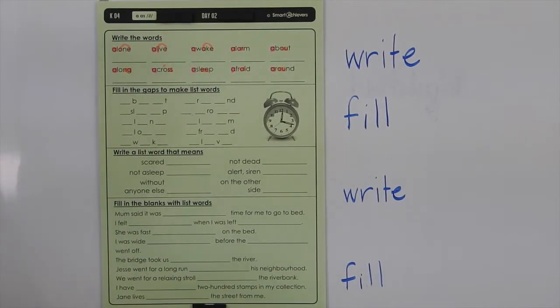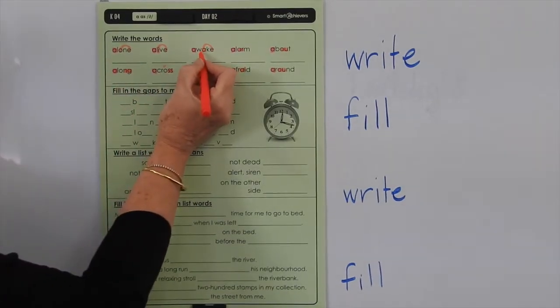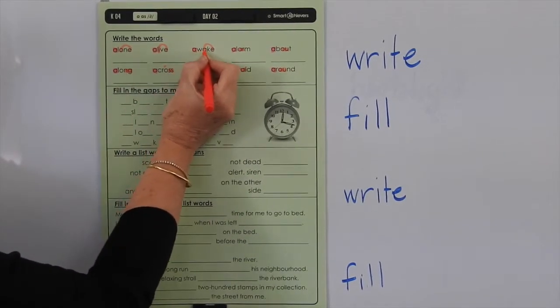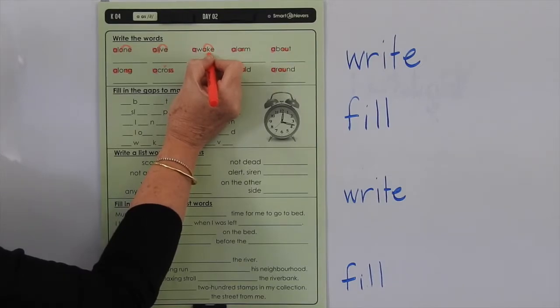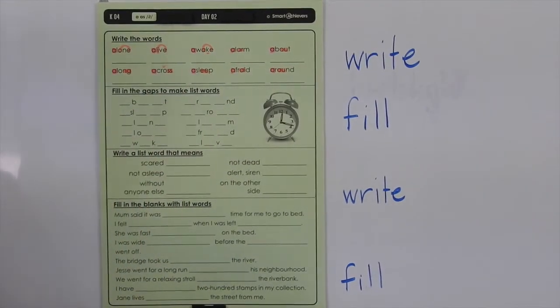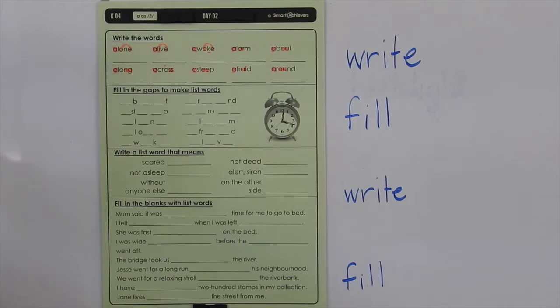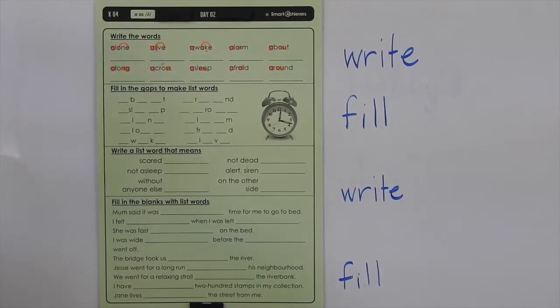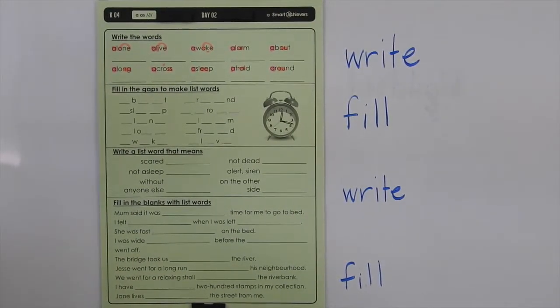Now, don't forget here too, after this long vowel sound in awake, we know we only use a K after a long vowel sound. So don't forget that little trick as well. Okay, let's read the words, sound the words, spell the words, and then write them.